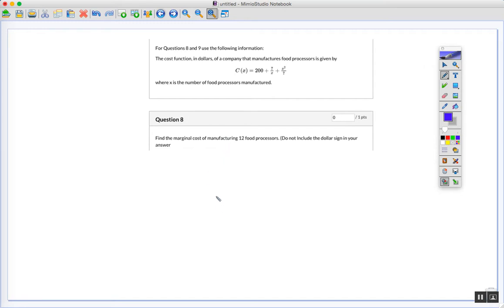For that next question, and this is kind of giving us an estimate, where it's asking you to find the cost of the 13th, you would take the cost of the 13th minus the cost of the 12th to see that change in cost, which is really what you're looking at.